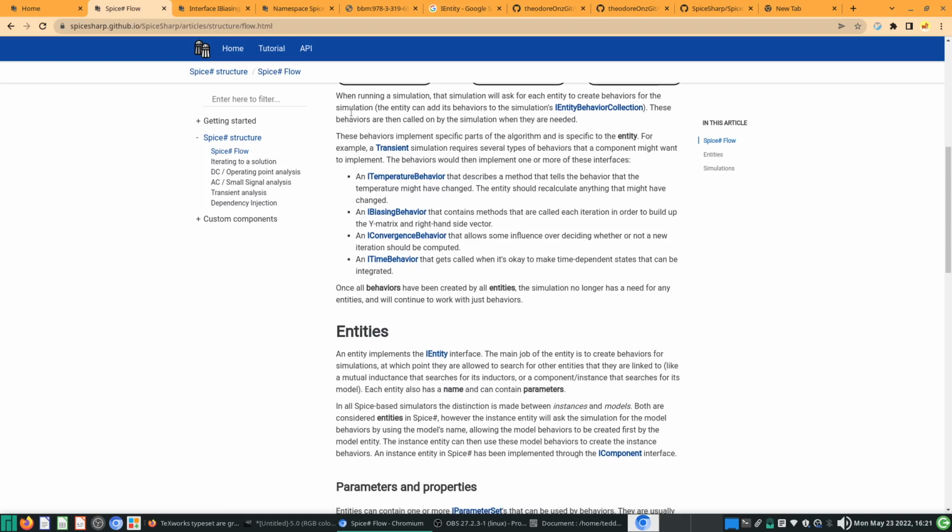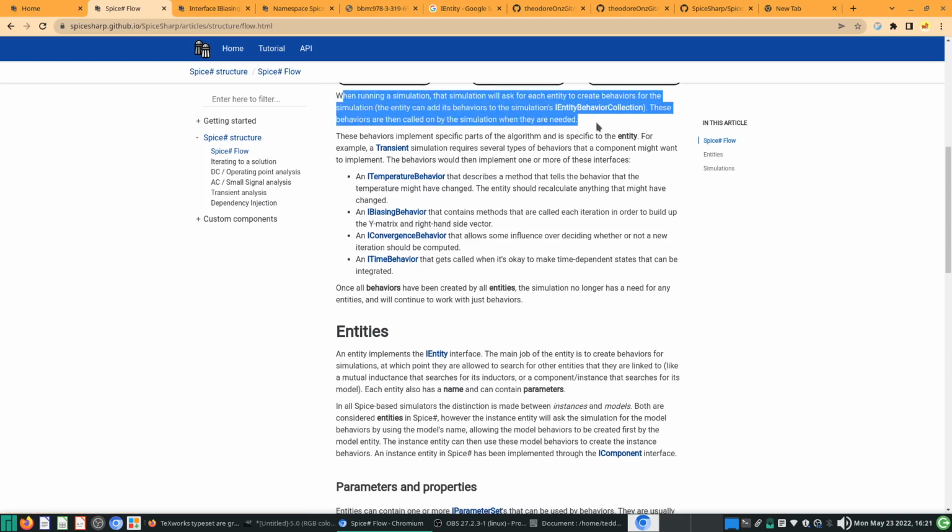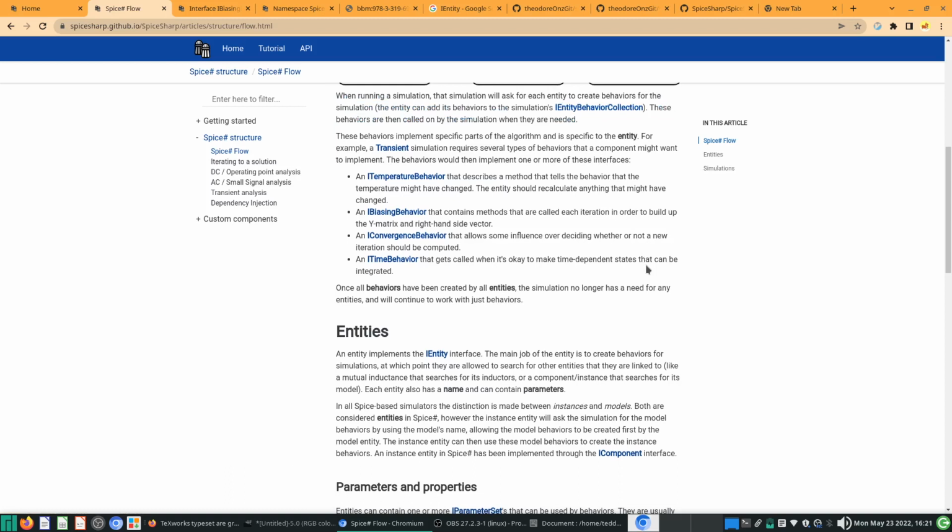Okay, so when running a simulation, the simulation will ask for an entity to create behaviors for the simulation. What are behaviors then? Behaviors implement a specific part of the algorithm and are specific to an entity. Again, very abstract. A transient simulation requires several types of behavior that someone might want to implement.